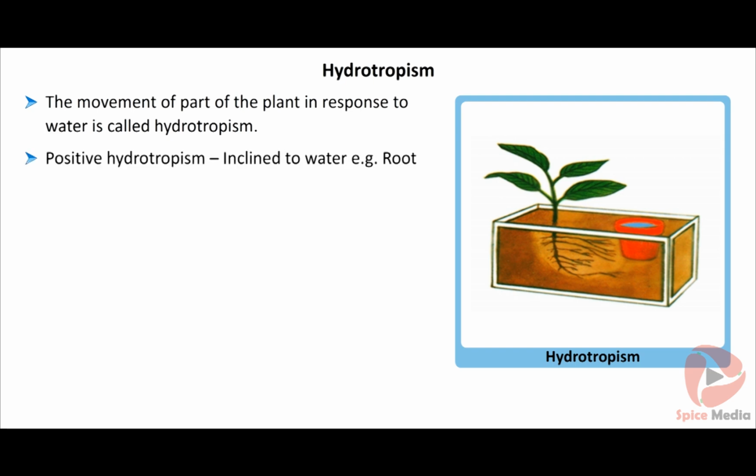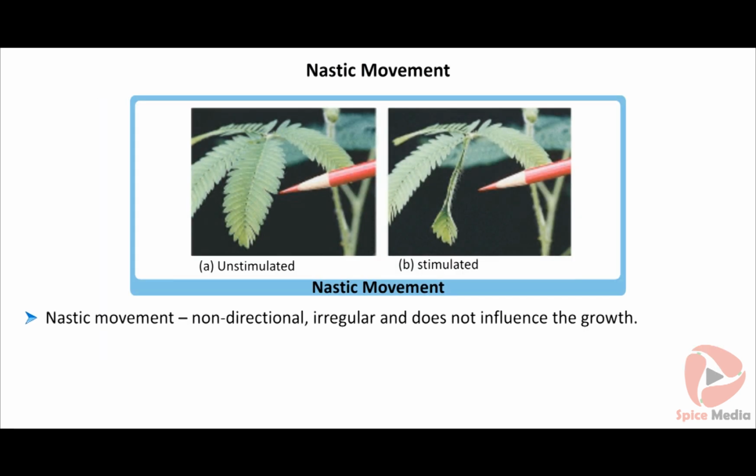The movement of the part of the plant in response to water is called hydrotropism. When the part of the plant moves towards water, it is called positively hydrotropic. Example, root. When the part of the plant moves away from the stimulus of water, it is called negatively hydrotropic. Example, stem.